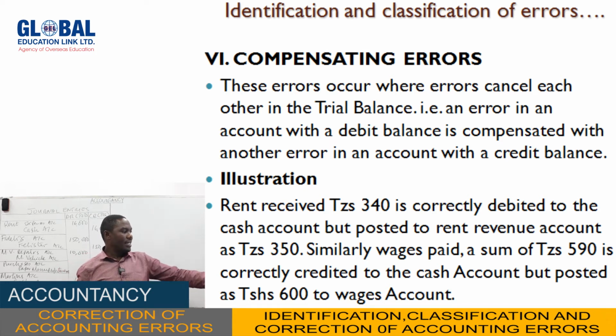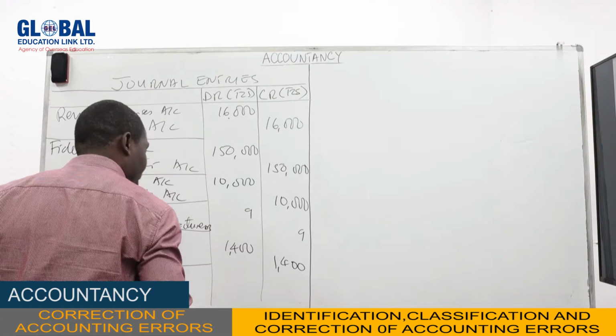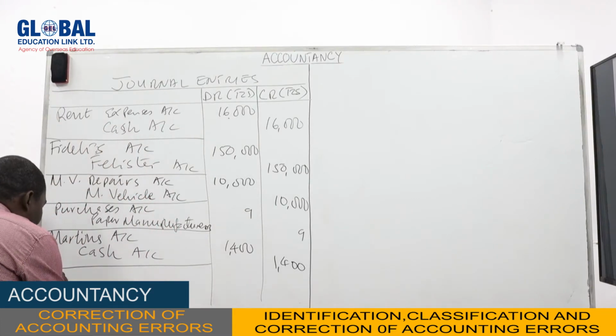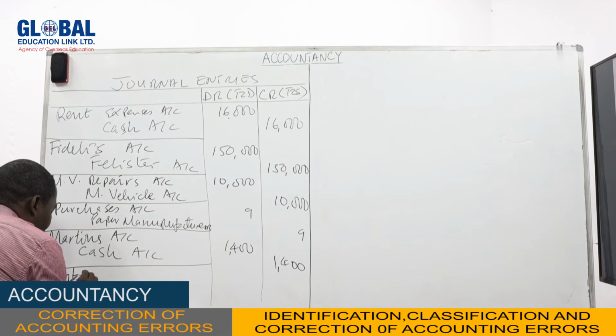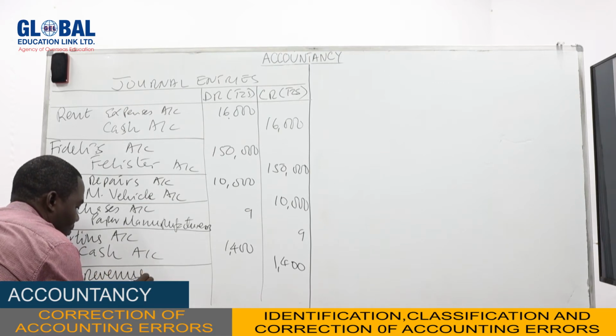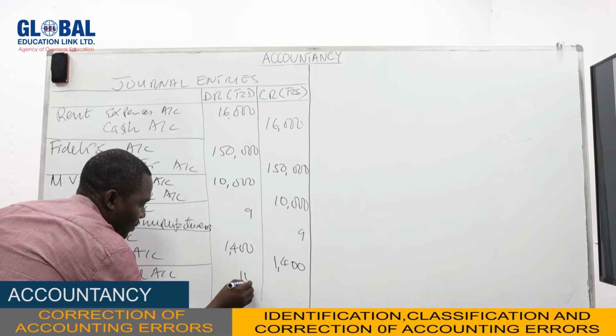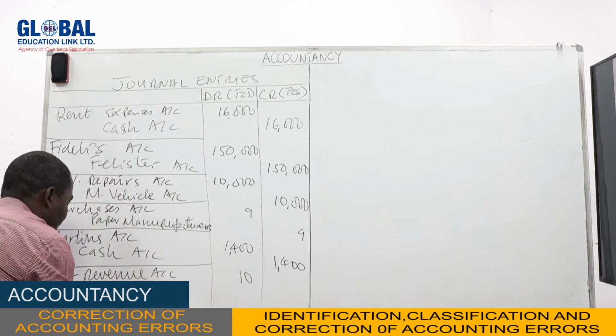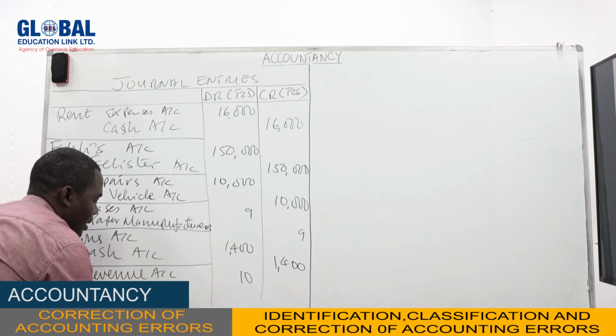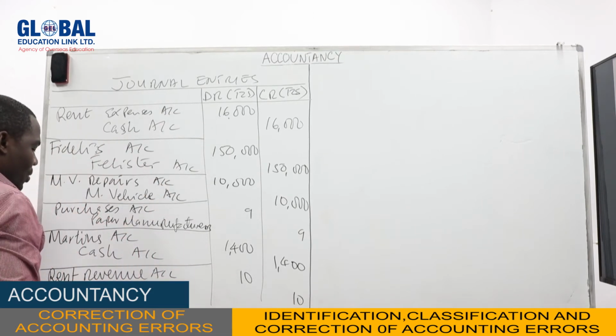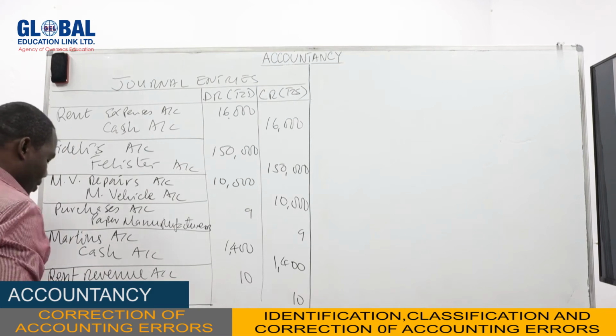And yet, there is an error that we need to correct. How to correct this? If these accounts were overstated, we deduct in each account to put the balance to the correct figure. So we debit rent revenue by 10, and we credit the wages account by 10. So you will have adjusted your error.